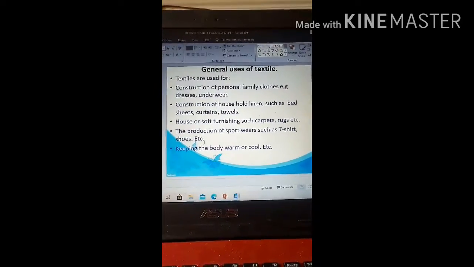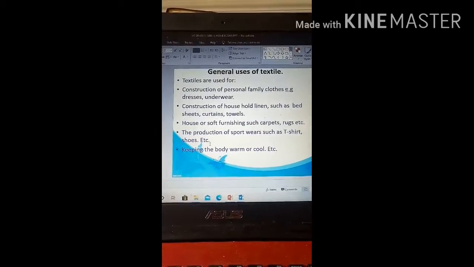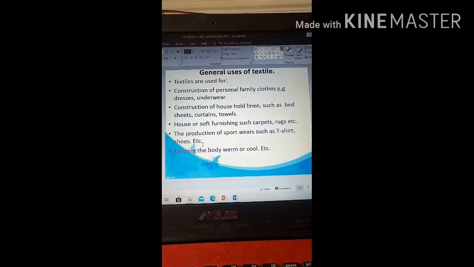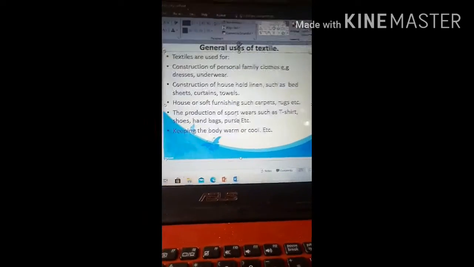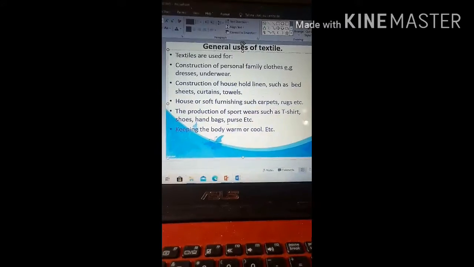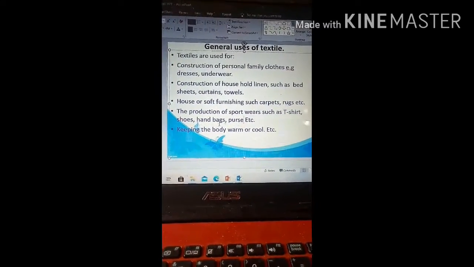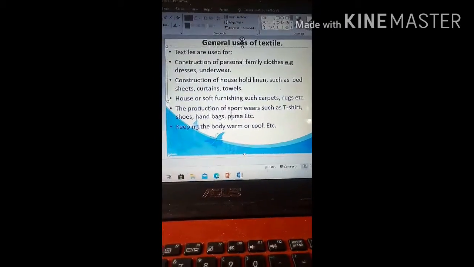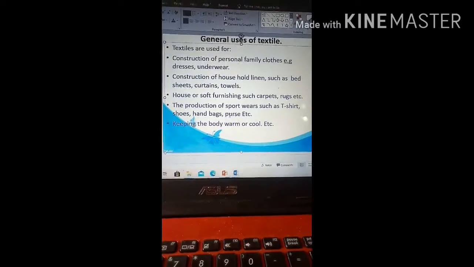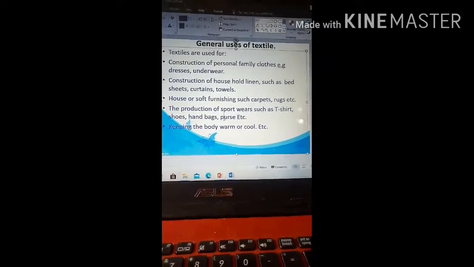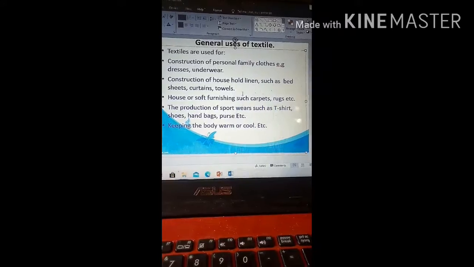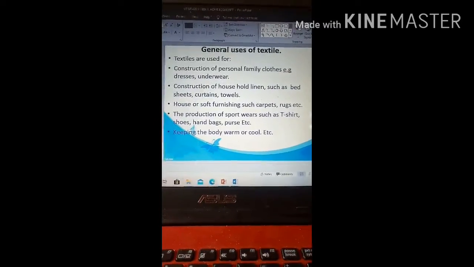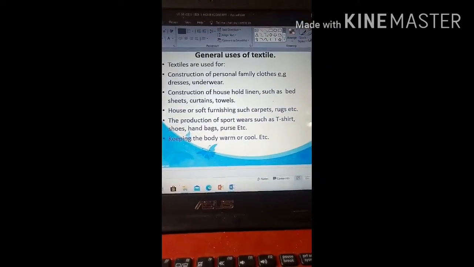You can use fabrics to make shoes. You can use fabrics to make handbags. You can use fabrics to make purses. That is the latest fashion trend now. So you can use fabric to produce shoes, handbags, purses, and so many other things. You can even use it to make belts. That's waist belt. You can use fabrics; it can keep your body very warm. So that's the reason why it's very important for us to know the uses of fabrics.